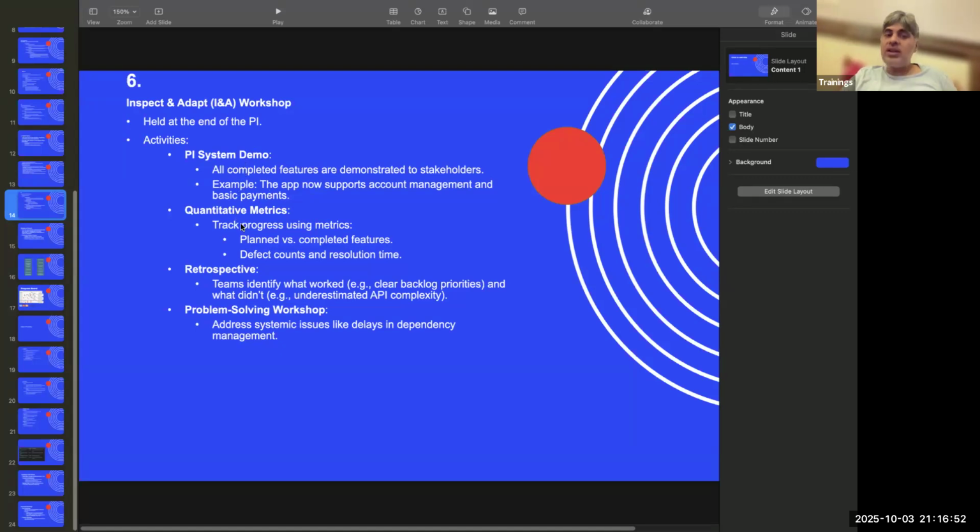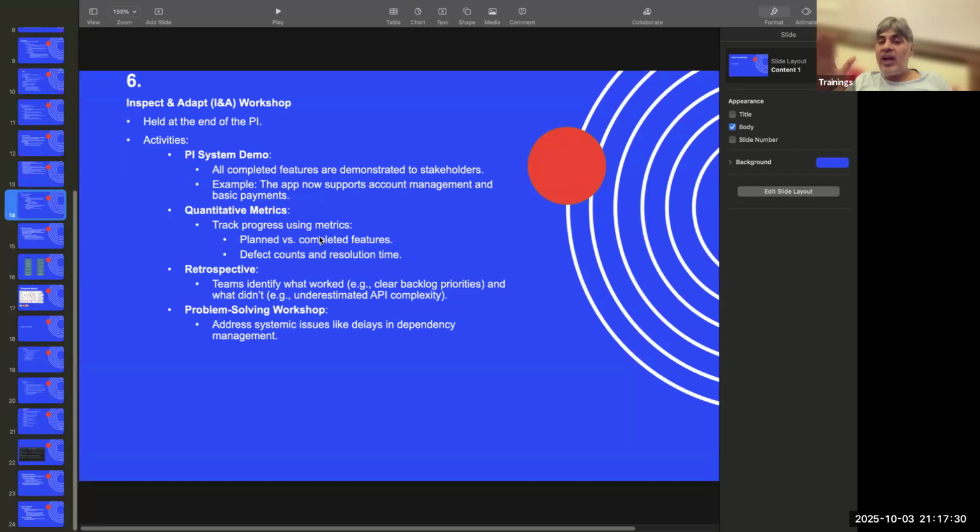Then the metrics are discussed. The biggest metric is planned versus completed features. For example, we had planned to have 5 features. Out of those 5 features, how many are delivered? 2, 3, 4. Whatever your completed features percentage is, based on that, the entire ART is judged. Just like a Scrum team is judged on how many stories it has completed, in the same way, how many epics or features got delivered.